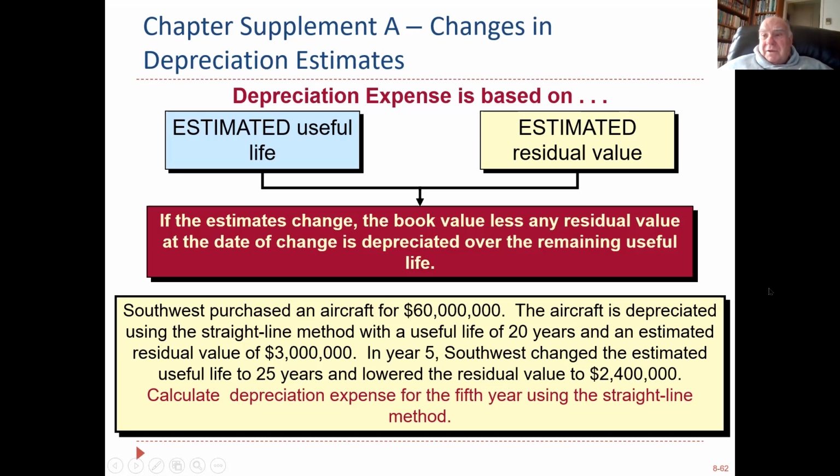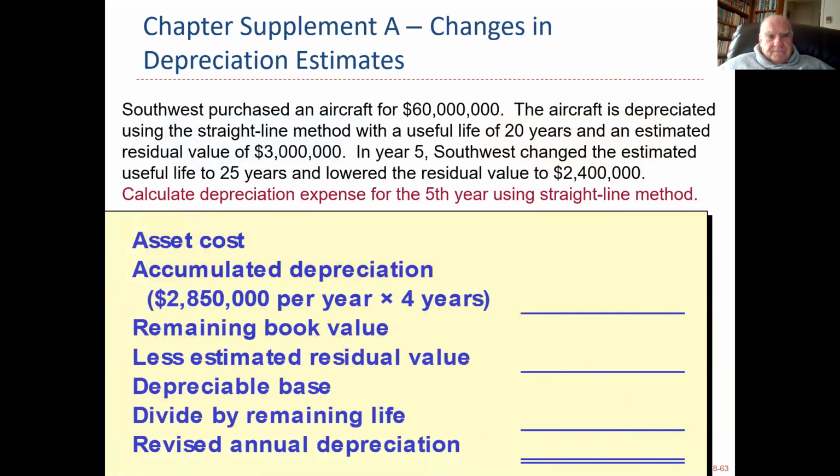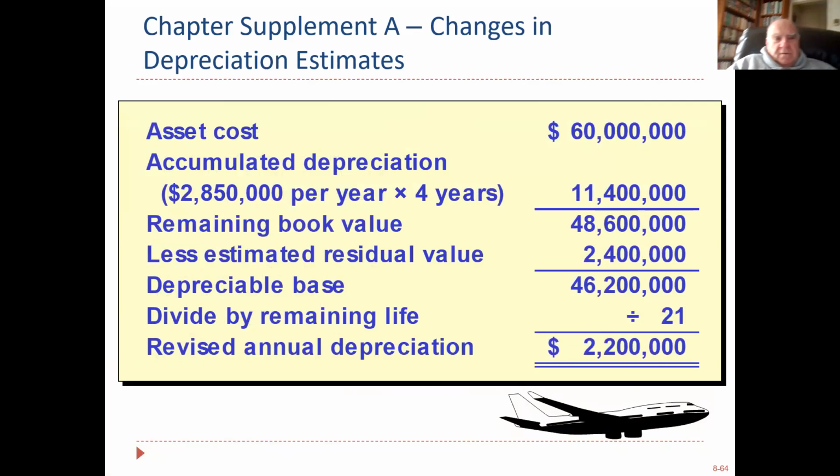Now that seems pretty complicated, huh? Let me see if I can divide and conquer for us. Here is your template. We'll go right into this. I'm just going to repeat this one more time. They purchased the asset for 60, right? So we know the asset cost 60. We know they were depreciating it at a rate of $2,850,000 per year. And we know that gives us the remaining book value. We're going to subtract the new residual. And here it is. Let's take a look.